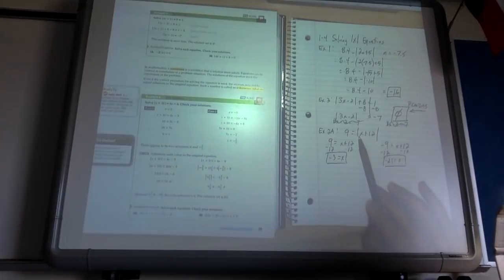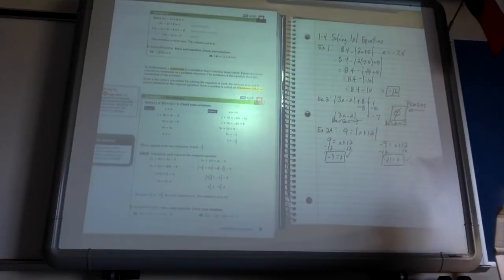If I plug in negative 3 for x right here, well, negative 3 plus 12 is 9. The absolute value of 9 is 9, so this one works. If I plug in negative 21 for x, negative 21 plus 12 is negative 9, and the absolute value of negative 9 is 9. So you can see right here that we have two solutions in an absolute value equation. So I jumped ahead and showed you a no solution one, and now I'm showing you how to do it. Now we're going to go look at a one solution example.